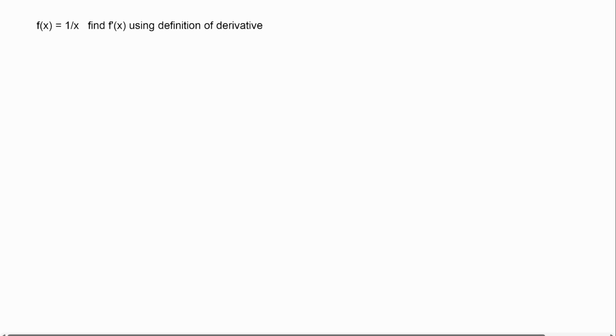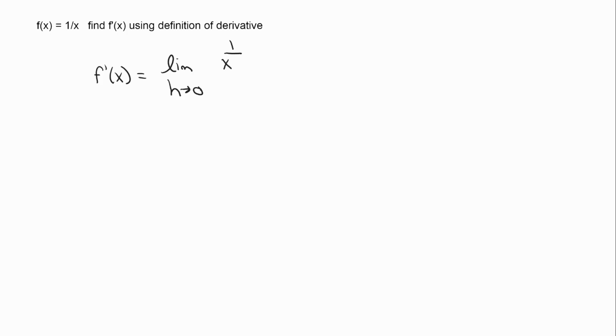Let's do it for the next function here. So this is 1 over x, or x to the negative 1 power. And let's find the derivative of this function. So f prime of x is just another way of writing it. We're going to use the limit as h approaches 0, where we have 1 all over x plus h for the first term, minus 1 over x, divided by h.